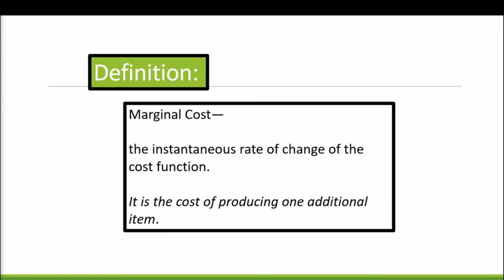Now, a quick definition. When we talk about marginal cost in this class, marginal cost can be thought of as the instantaneous rate of change of the cost function at a particular point. It's the cost of producing one additional item. So when you see a question and it asks you about marginal cost at a point, you're thinking about the instantaneous rate of change of that cost function at your point. And the same kind of thing holds if we're talking about marginal profit or marginal revenue.